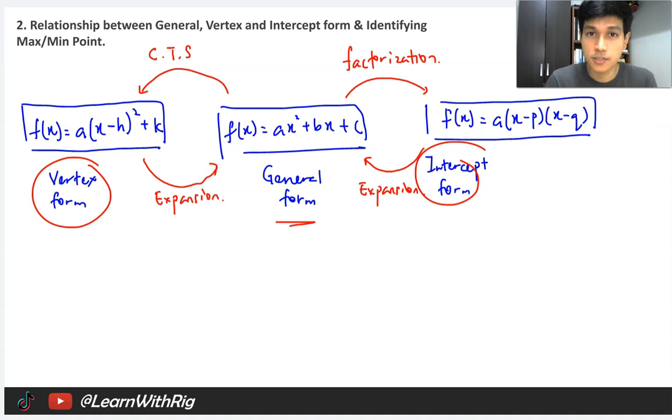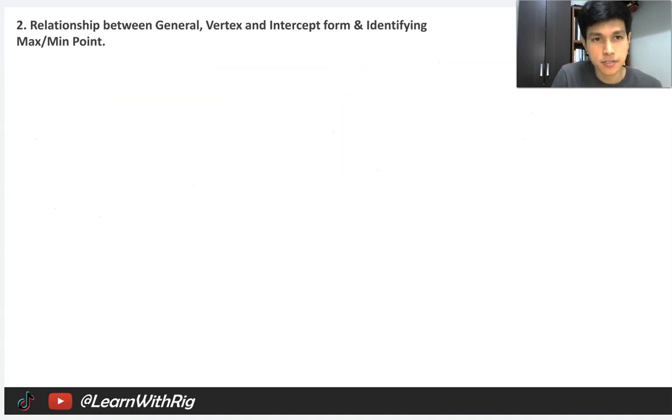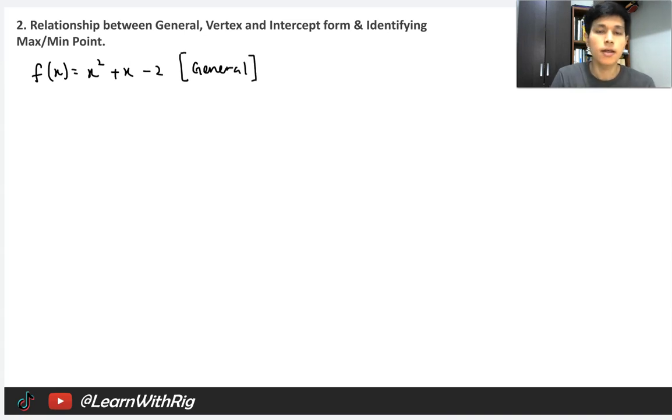So let us try a very simple example. Okay, now let's say you're given this equation: f(x) equals x squared plus x minus 2. Okay, this, we all know, is the general form, correct? Now let's say you want to convert this to vertex form. Remember, if you want to convert to vertex form, you have to do completing the square. Okay, so it's going to look like this: f(x), this is a vertex form.